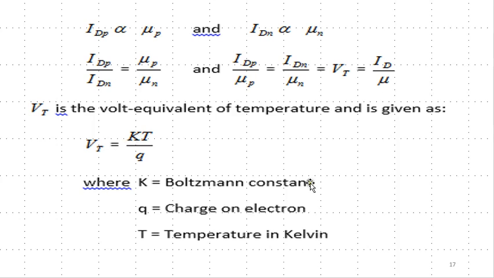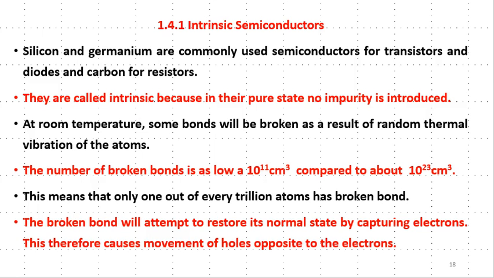We call it the Boltzmann constant, which is equivalent to 1.38 times 10 raised to the power minus 23. And this T stands for our temperature in Kelvin, meaning if the temperature is given in degrees Celsius, we add 273 to it in order to change it to what? Kelvin. And this Q stands for the charge of an electron, which is another constant. It has a value of 1.6 times 10 raised to the power minus 19 coulombs.